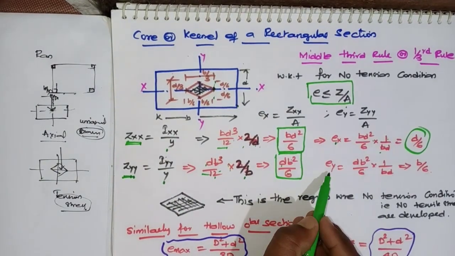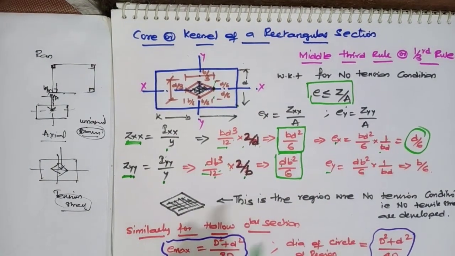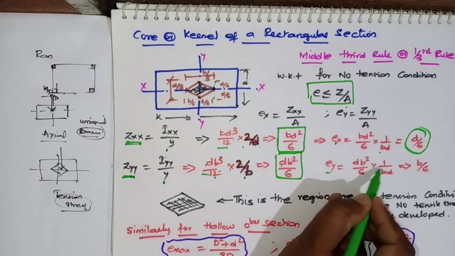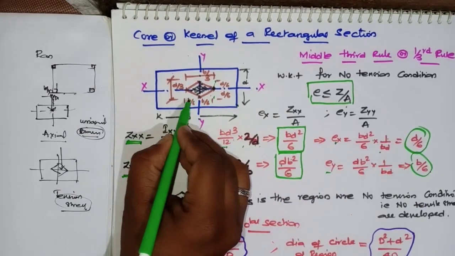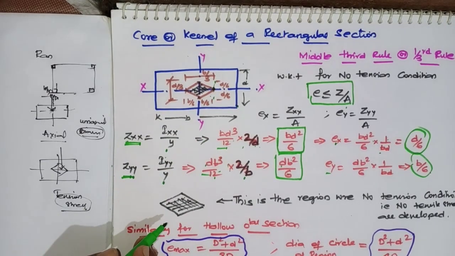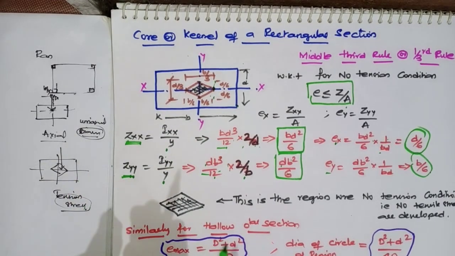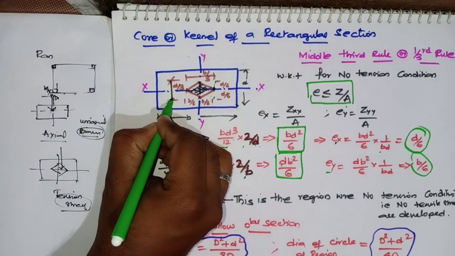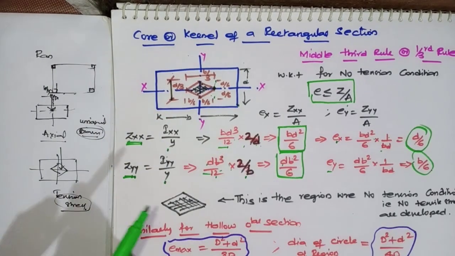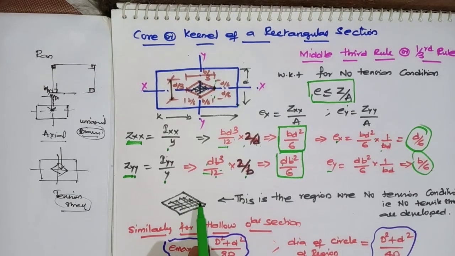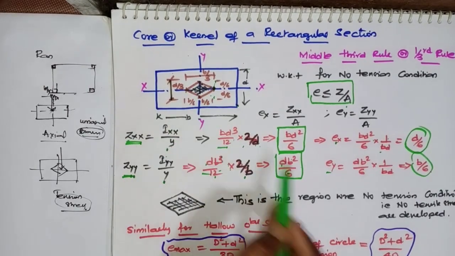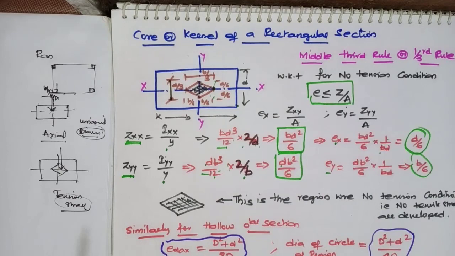Next, what is Ey? D B square by 6 into 1 by B D. So in the width direction it is B by 6 and B by 6. Means what is the size? It is D by 3, that is a rhombus whose major diagonal has been placed horizontally. So this is the region where the no tension condition is developed.